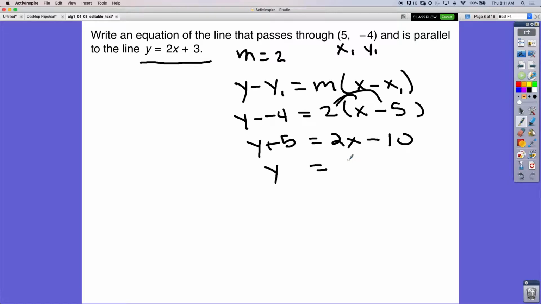y equals 2x minus, what? Oh, where's my mistake? The 4, right? Okay, so this is going to be plus 4. So subtract 4 on both sides. Sorry. 2x minus 10 and minus 4? Negative 14. Good.